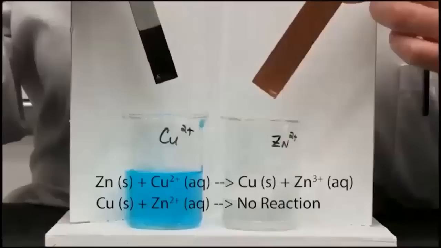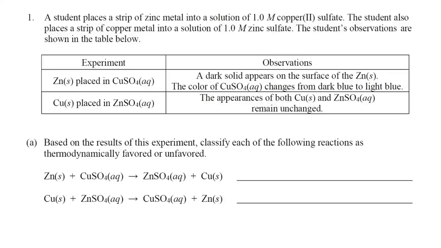So now that you've seen the results of the experiment, let's take a look at question number 1 in your packet. Question 1 says, a student places a strip of zinc metal into a solution of 1.0 molar copper 2 sulfate. The student also places a strip of copper metal into a solution of 1.0 molar zinc sulfate. The student's observations are shown in the table below. Part A. Based on the results of this experiment, classify each of the following reactions as thermodynamically favored or unfavored.